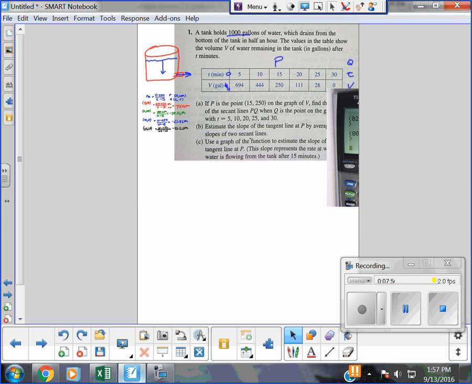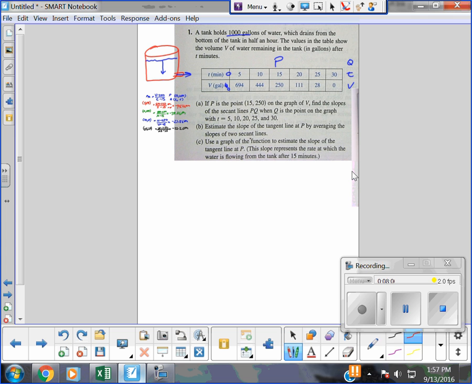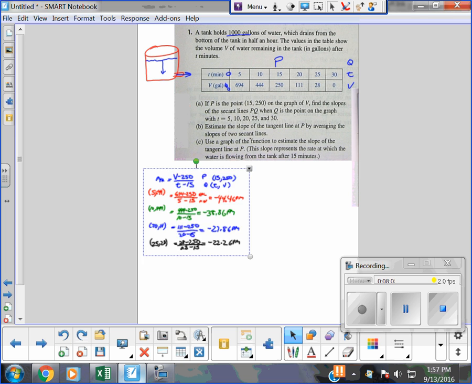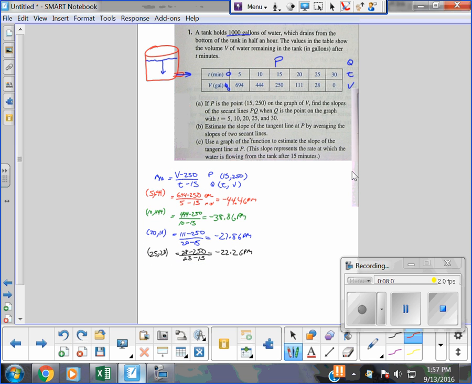Then it says, estimate the slope of the tangent line at P by averaging the slopes of two secant lines. So they want me to average at P. Here's what I want you to notice. If I'm going to average, we could add them all, but I think we just want to use the ones that are closest to P. Does everybody see that P would be right in here? Do you guys agree?